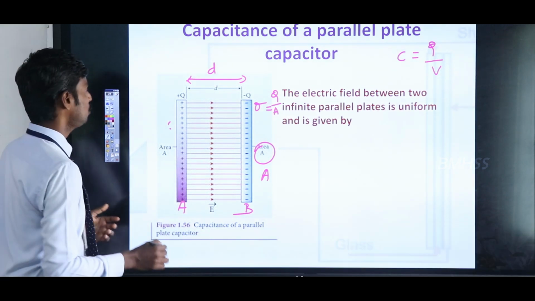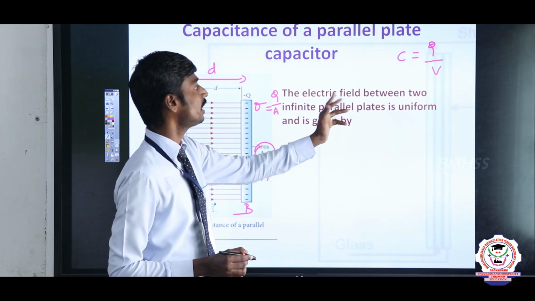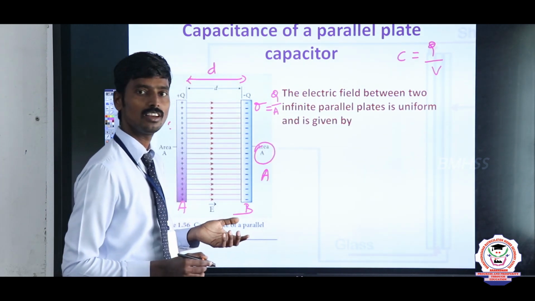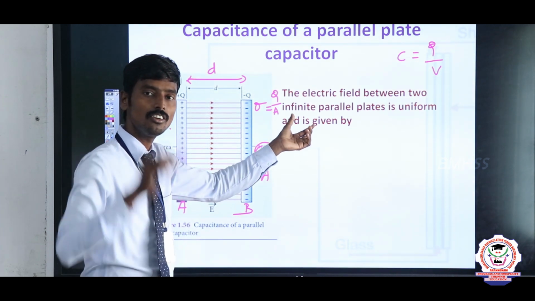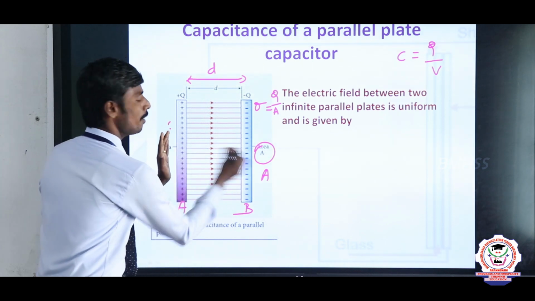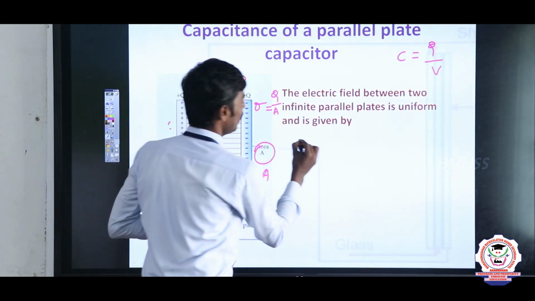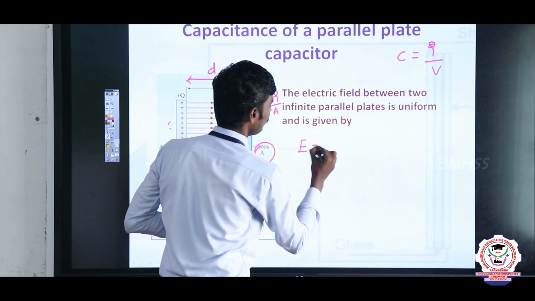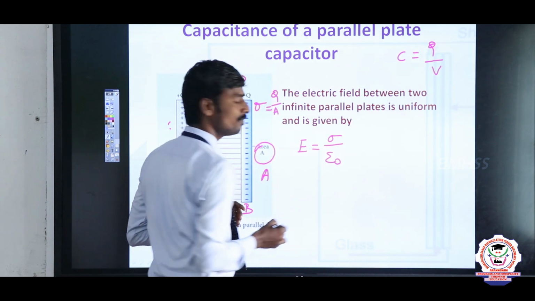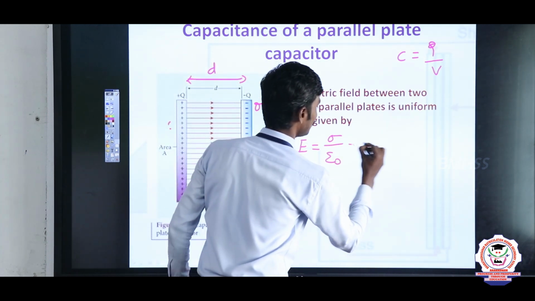Okay, so the next one is that the electric field due to an infinite parallel plate is uniform, from the application of Gauss law. The electric field between two parallel plates is E equal to sigma by epsilon 0, according to Gauss law. This is equation number 1.